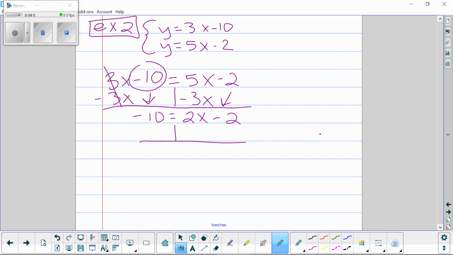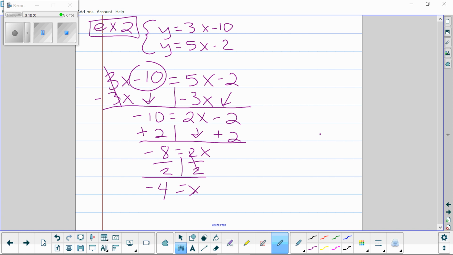This time, I have a minus 2, so the opposite is to add 2 to both sides. So that I have a negative 10 plus 2, which is a negative 8. And then I bring down the 2x. And then once again, I need one more wall floor and divide by 2. And then I can see that x equals negative 8 divided by 2 is negative 4.